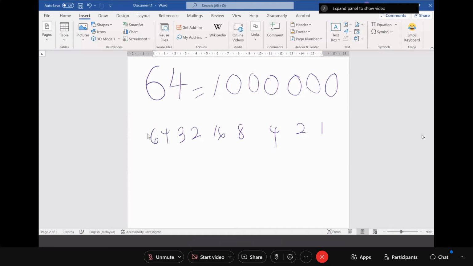Get the value to the power of 0, 1, 2, 3. This is binary to the power of 4, power of 5.